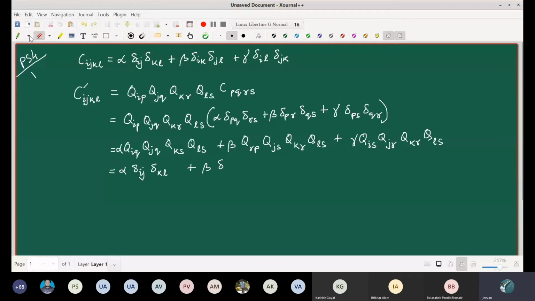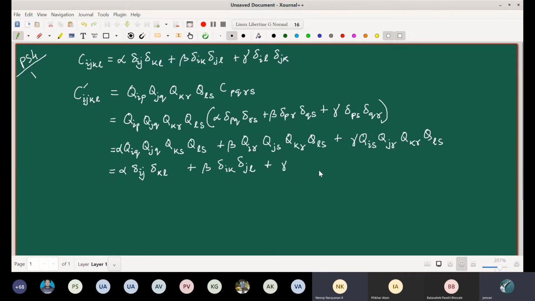So when I do this multiplication, delta PR with this, what I will actually get is QIR here. So when I take this QIR common with this QKR, or multiply directly with this QKR, what I will end up with is delta IK, because R is the dummy index considering this one and this one. Next, I'll have JL here because S is common.